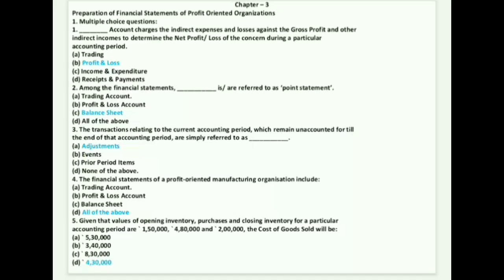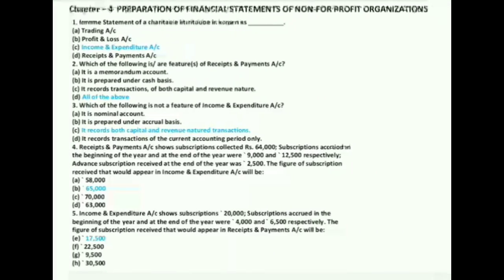Given the values of opening inventory, purchase and closing inventory of the particular accounting period like 1.5 lakh, 4.8 lakh, 2 lakhs, cost of goods sold will be what? So you have to find the cost of goods sold, which will be 4.30.